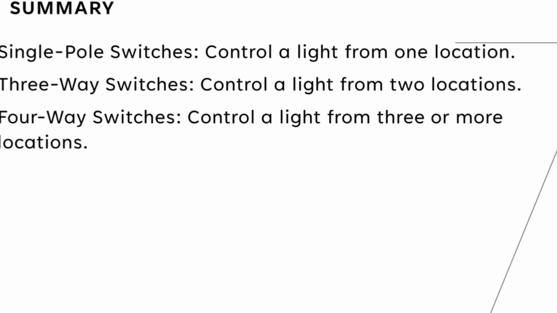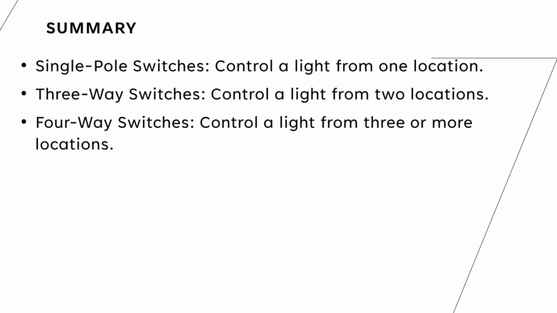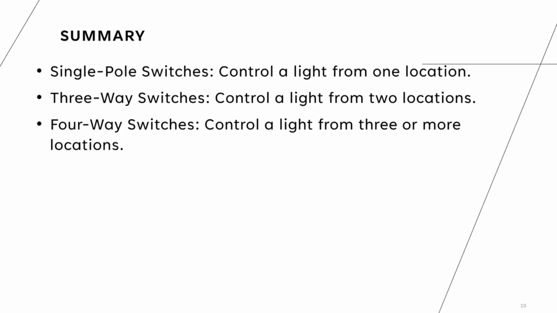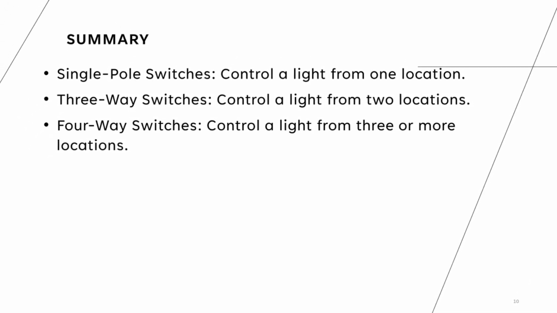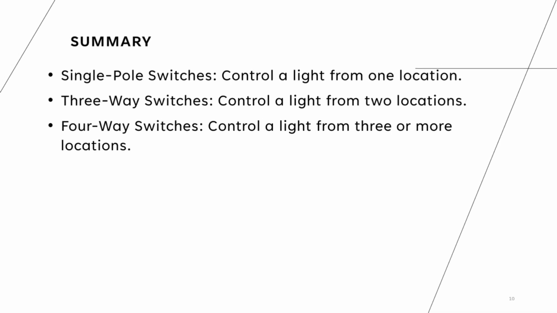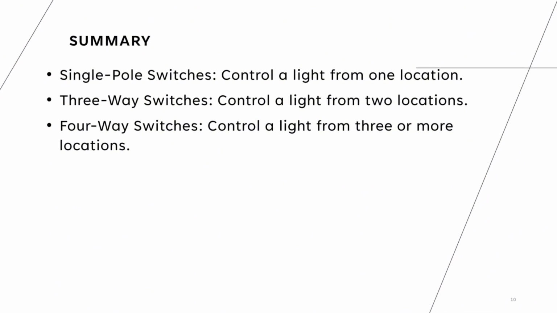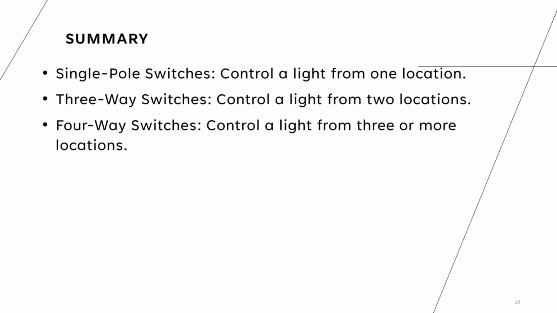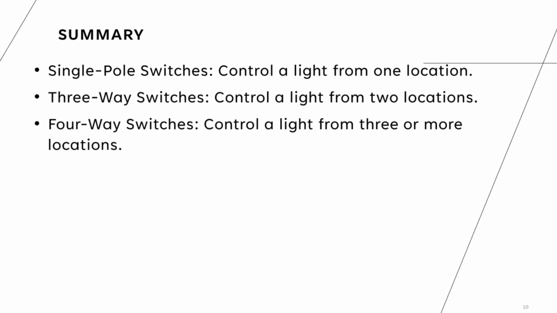Summary: single pole switches control a light from one location. Three-way switches control a light from two locations. Four-way switches control a light from three or more locations. Understanding these different types of switches can help in planning lighting for various areas of a home or office, ensuring convenience and functionality tailored to specific needs.